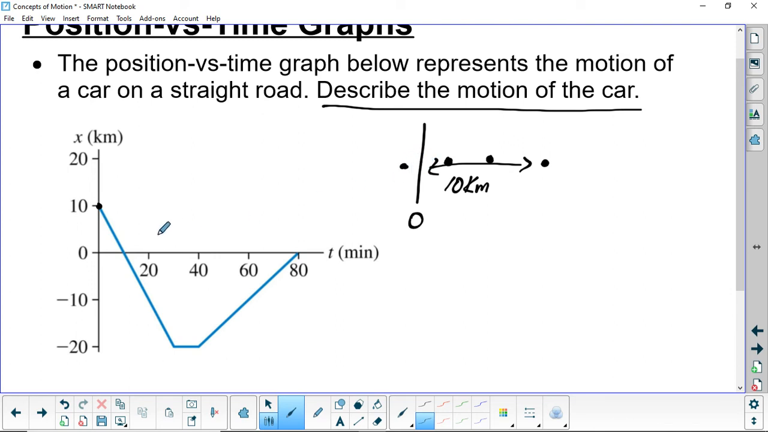We cross 0 right here, and we keep going. And we're going to go how far? We go all the way out to negative 20. So I'm at 10 kilometers here, and now I'm going to go all the way out to negative 20 kilometers.